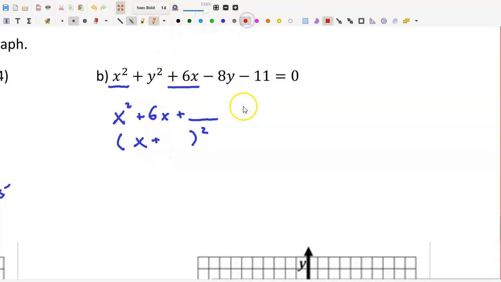Then, of course, we have to do it for the y's. So we have to do the same thing over here and do that for the y variables. So you have to do completing the square twice per problem sometimes, and set it up that way.